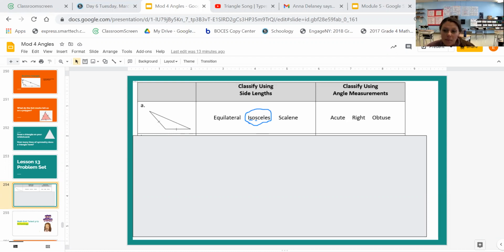By looking at those tick marks, I'm able to see, well, if they have 2 sides that are the same, then I know that they have 2 angles that are going to be the same. I also notice here that one of my angles is very large. The other 2 are smaller, they're acute. But this one right here is an obtuse angle. So this is an isosceles triangle that's considered obtuse. Let's try another one.